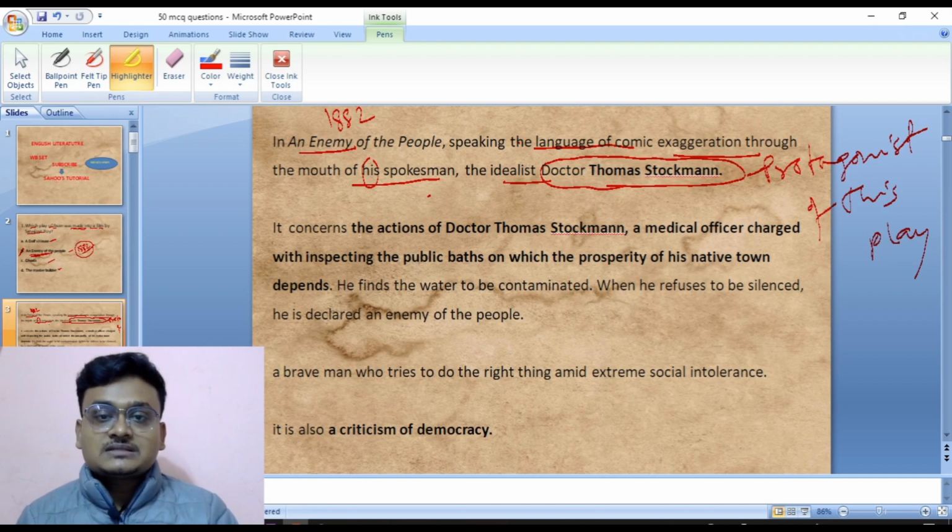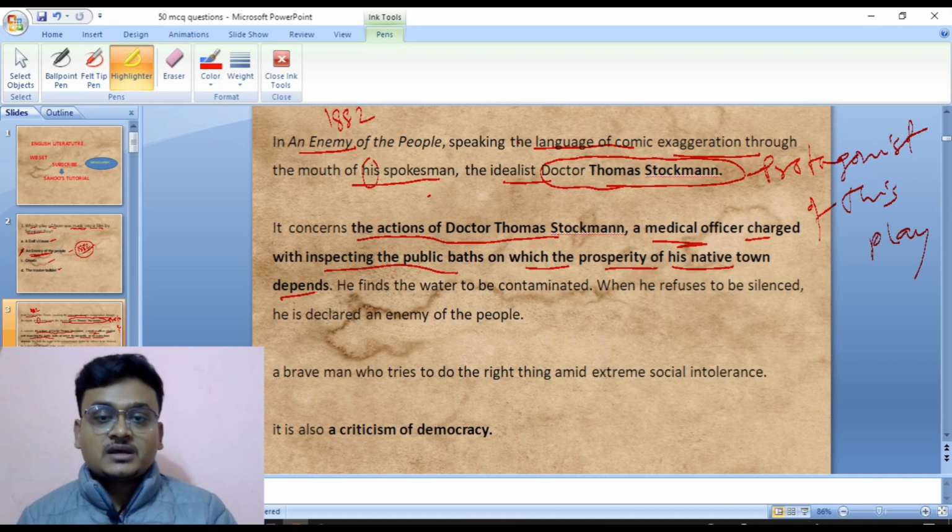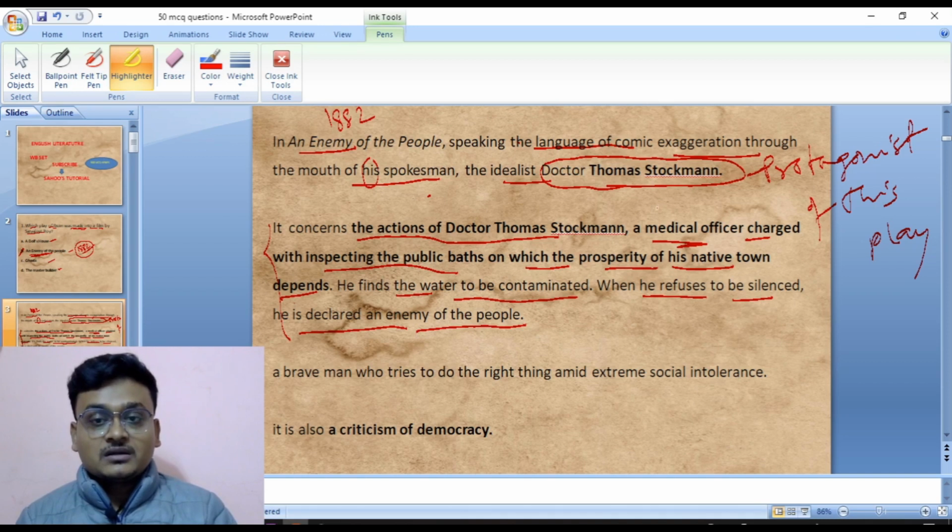It concerns the actions of Dr. Thomas Stockman, a medical officer charged with inspecting the public baths on which the prosperity of his native town depends. He finds the water to be contaminated, that means polluted. When he refuses to be silenced and starts to raise his voice against this, he is declared an enemy of the people by the authority.